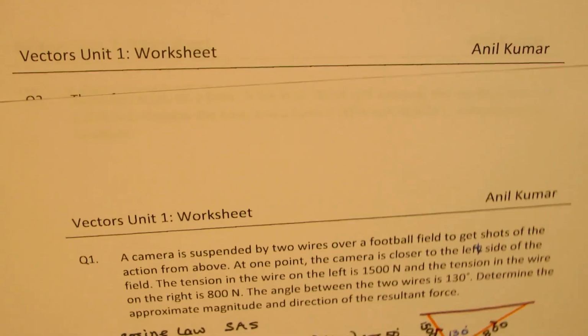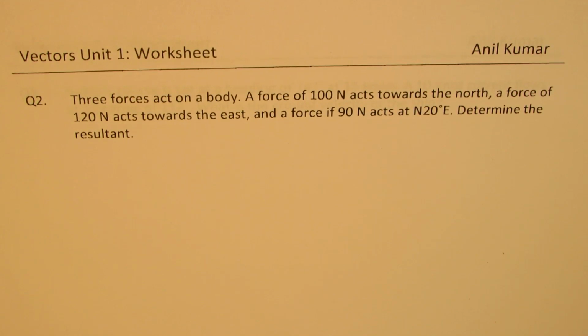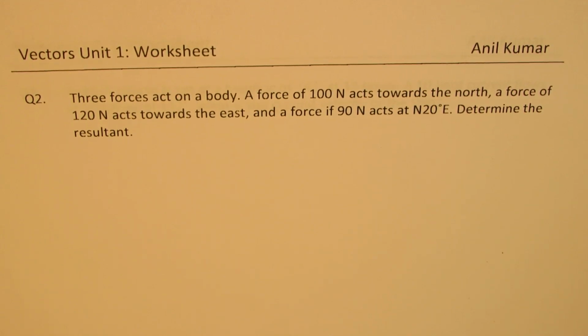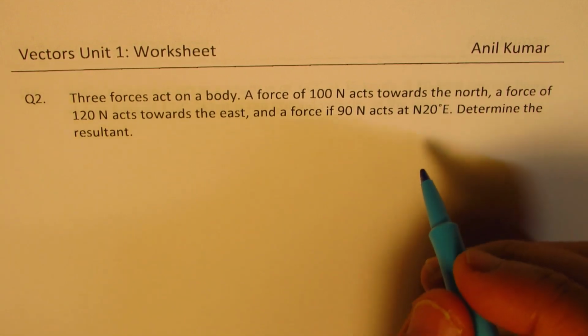Now let's take the second question. Three forces act on a body. The force of 100 Newton acts towards the north, a force of 120 Newton acts towards east, and a force of 90 Newtons acts at north 20 degrees east. Determine the resultant.